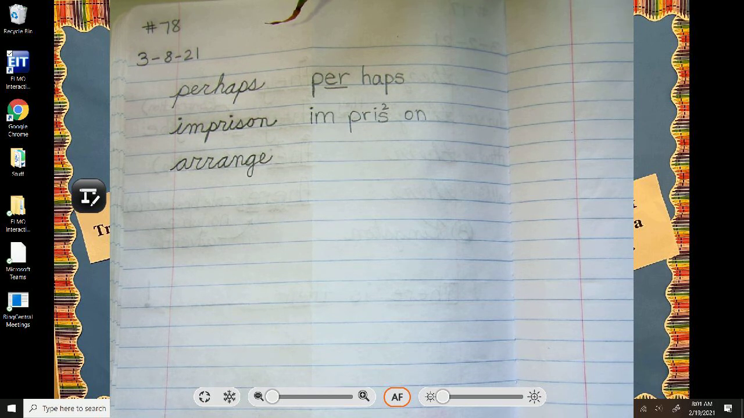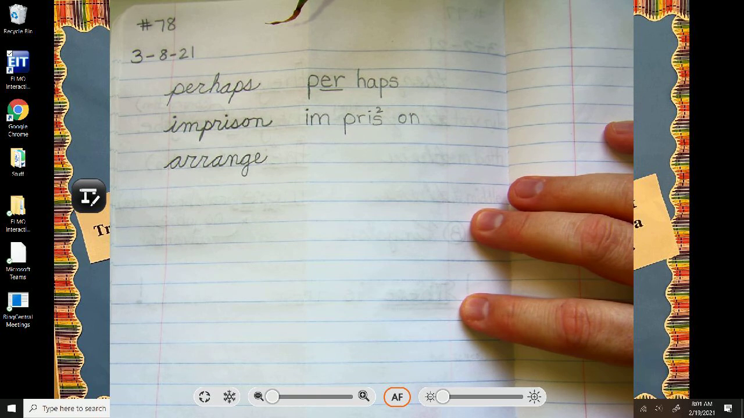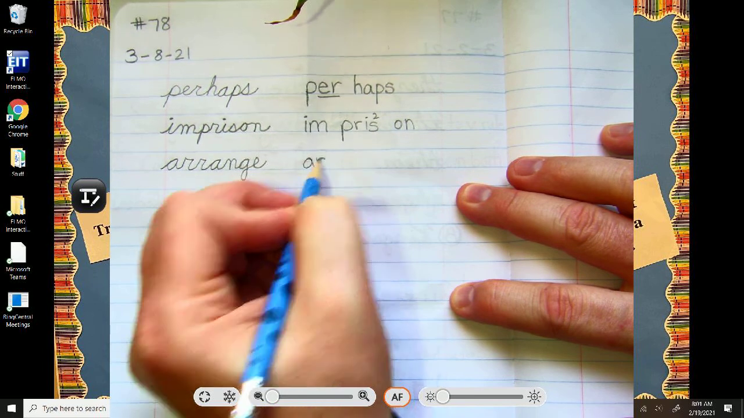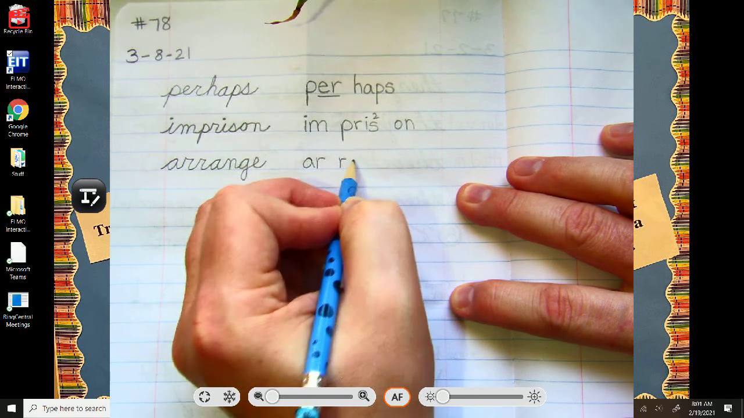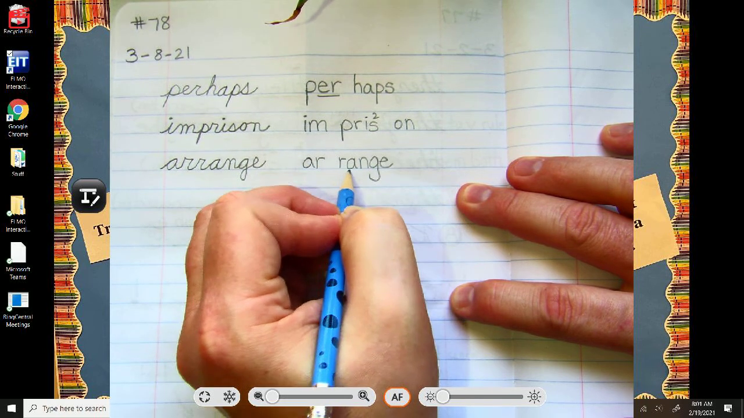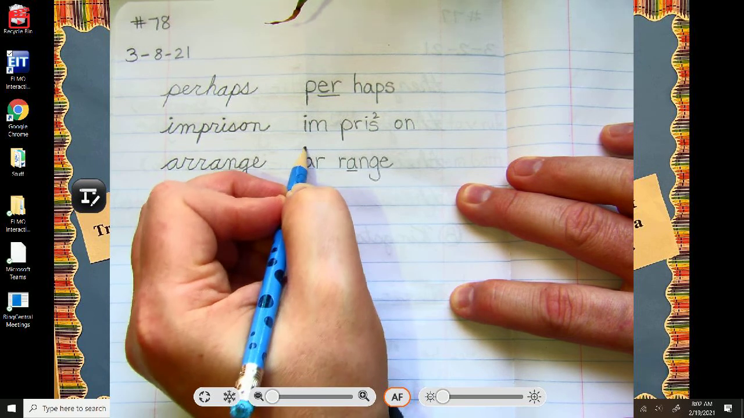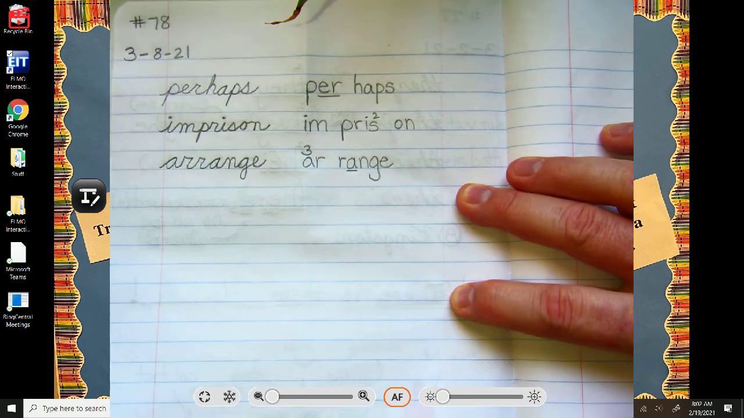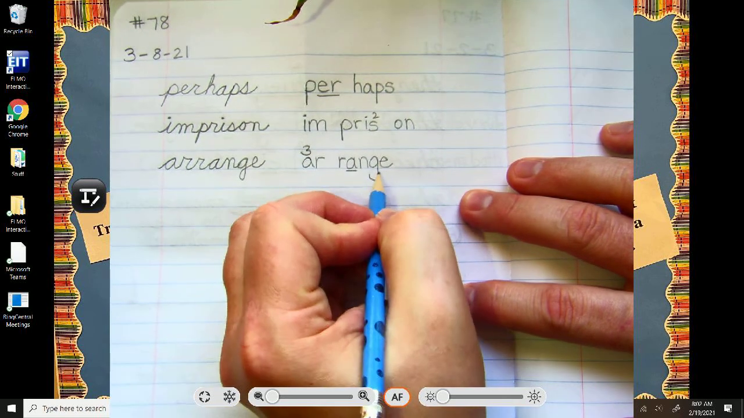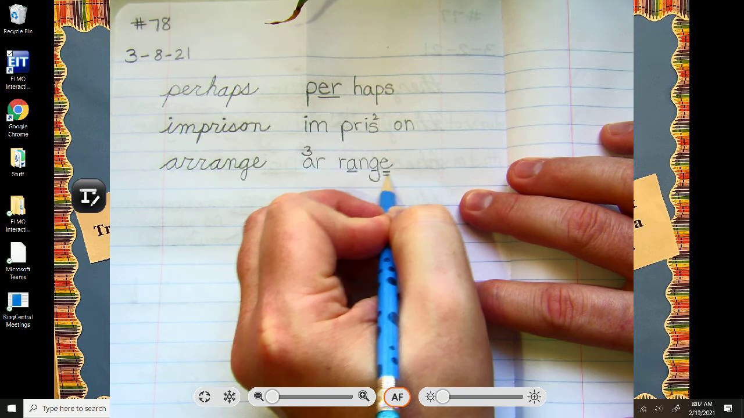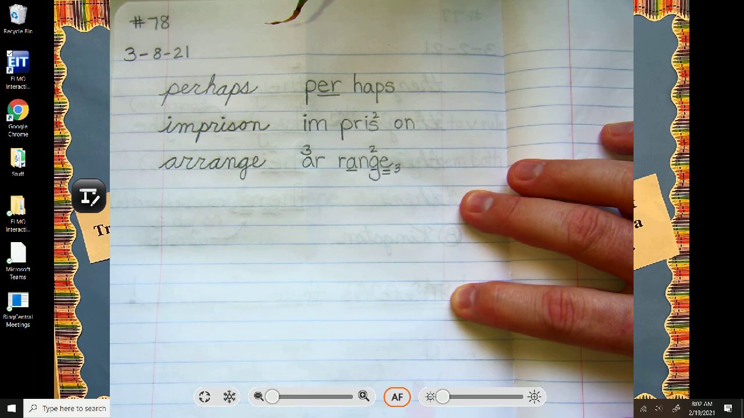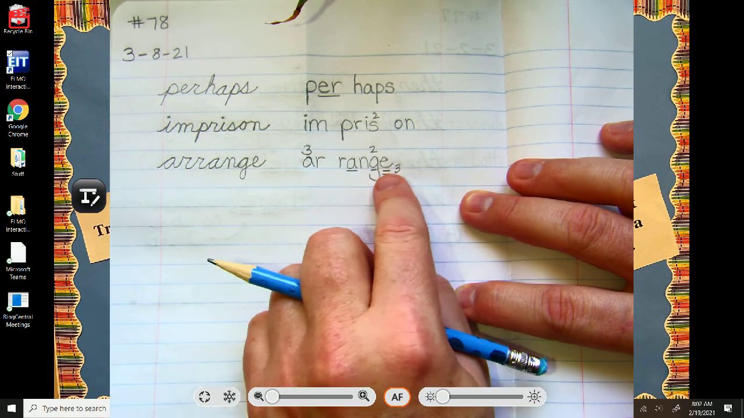All right. How many syllables in arrange? If you said 2, you are correct. Range. What do you think here? 3 above that. Range. Arrange. And then scholars, did you catch the second sound of the g, j? Range.